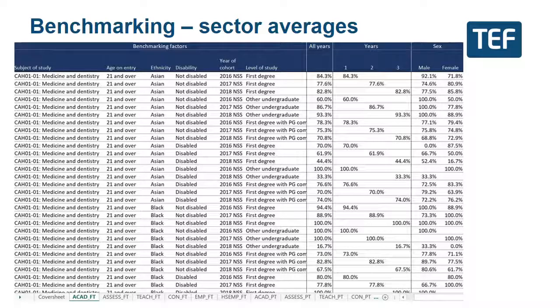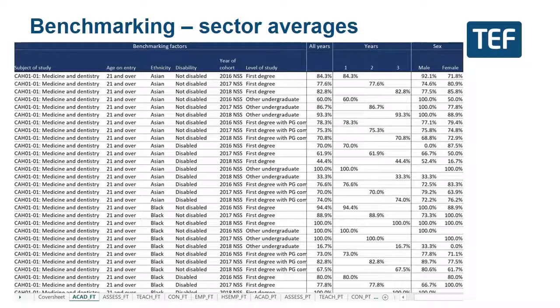So what we've got here is a screenshot from the sector averages workbook. It shows the average performance of different groups of students across the sector. Each tab of the workbook looks at a different metric. This is the first tab. It's looking at academic support, which is a metric drawn from the NSS, and it's looking at full-time students. You can see along the bottom that the other metrics are available on the other tabs, firstly for full-time students, then again separately for part-time students.